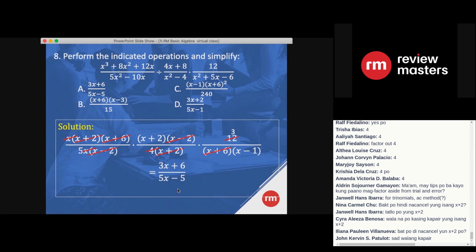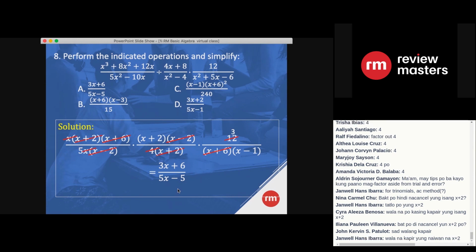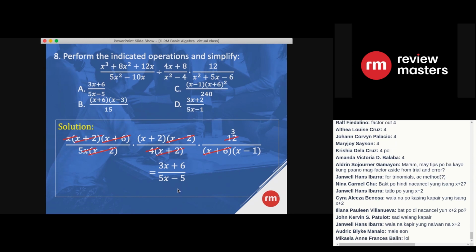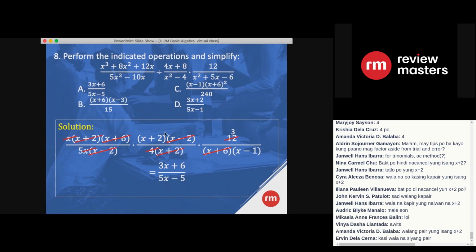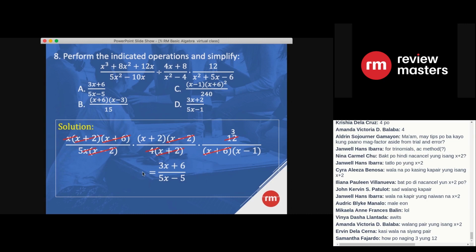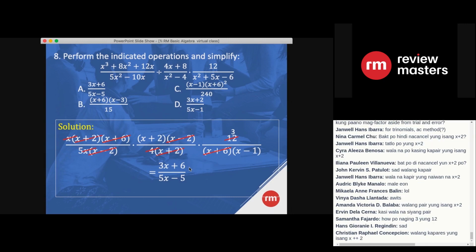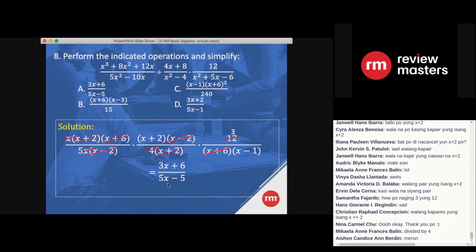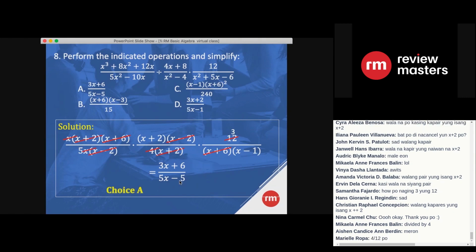Wala po kasing ka-pair ang x plus 2. Okay. Wala nga kasing ka-pair ang x plus 2 here. That's why we multiplied it by 3. Okay? Kaya naging 3x plus 6. And then ang natira sa baba is 5 times x minus 1. Kaya naging 5x minus 5. Okay? And that is choice letter A.